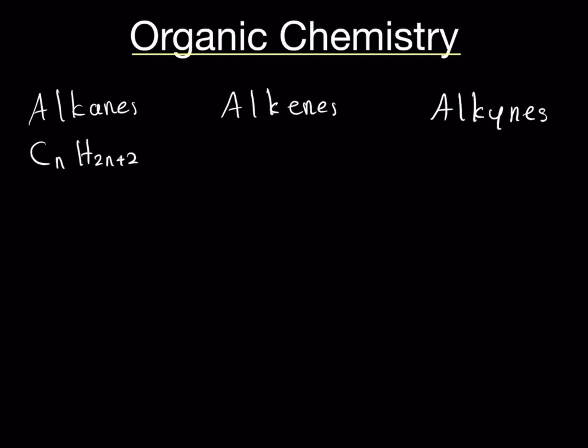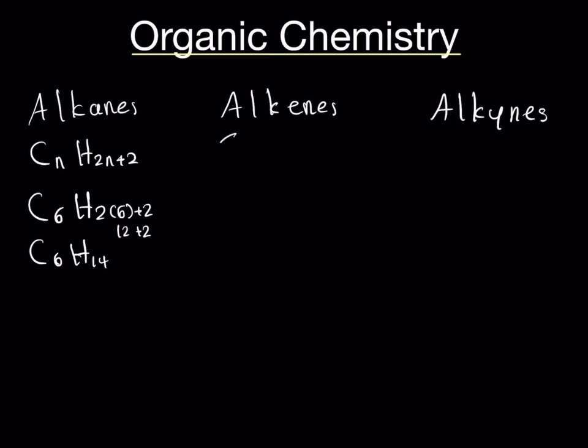So let's say we have 6. You'd plug in the same number here for N on the hydrogen side. So 2 times 6 plus 2. 2 times 6 is 12, and plus 2 is 14. So if you have an alkane with 6 carbons, you're going to have 14 hydrogens.